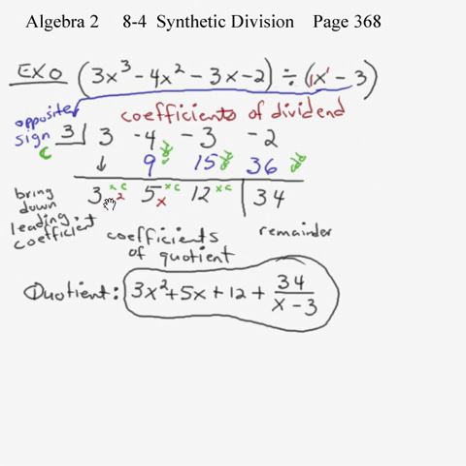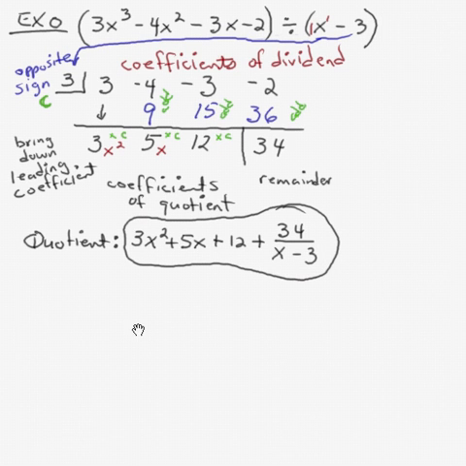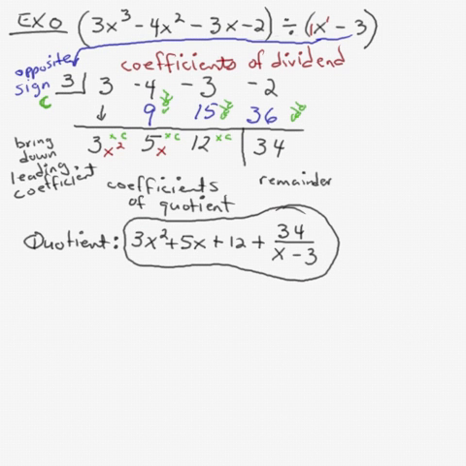So my quotient is 3x squared. And since they're all positive here, it's addition signs. Plus 5x plus 12 plus my remainder, 34, over my original divisor, x minus 3. So there's my quotient and remainder, and a process known as synthetic division. And I took a lot of time to explain that, but as we look at some of the other examples coming up, you'll see that this is much quicker, much faster than the process known as long division.